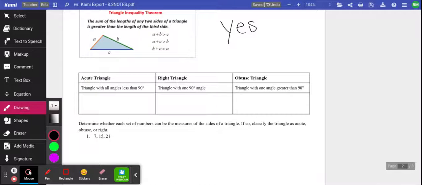Okay, so moving on. So we can get some new stuff. Not only can you tell if something is a triangle by its side lengths, you can also tell if it is an acute triangle, a right triangle, or an obtuse triangle. We know what those all are, right? Don't need to review that. And if you do, just read the definition.